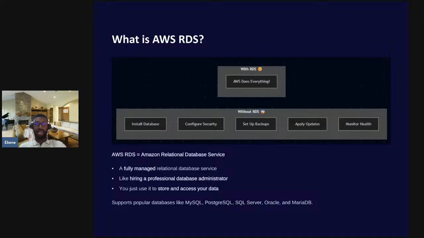Don't worry about power, don't worry about patching, don't worry about updates, don't worry about any of these things. Your data is always safe, provided that you pick the option of data replication, backups and all of these things. We're going to see that when we get to the console. It's just click, click, click, and you're done. You basically set up a database in less than 5 minutes or thereabouts. So you can also think of AWS RDS as hiring a database administrator. You are hiring a professional RDS administrator to help you handle all of these things.